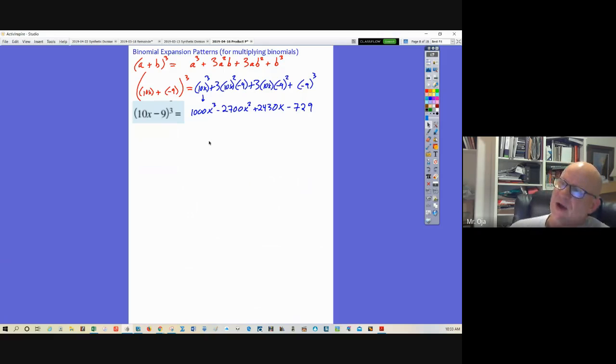So you explain to me, how do we cube out 10x? You cube it. We cube each part, right? We cube the 10 and we cube the x. Okay. So 10 cubed is 1,000 times x cubed. There you go. So there's our first term, 1,000x cubed.